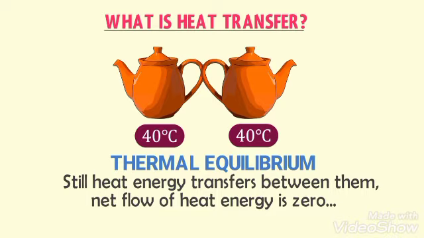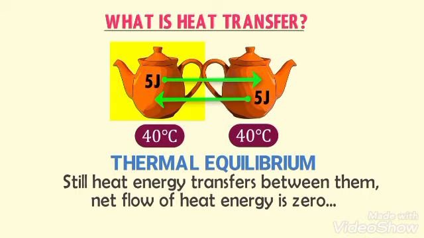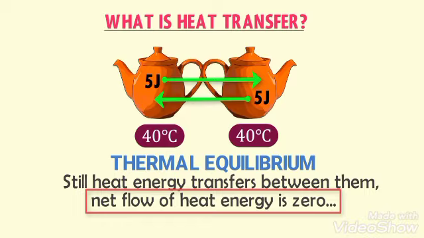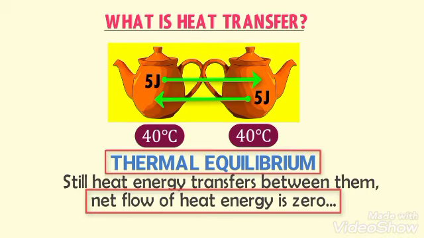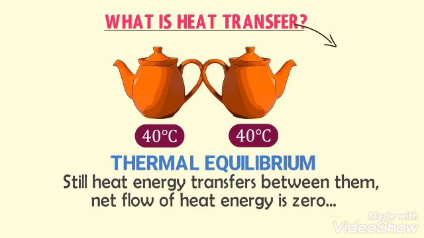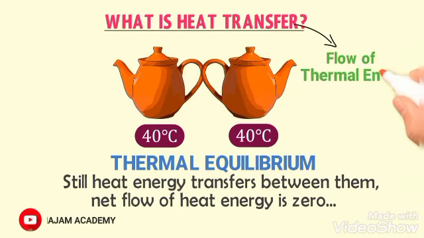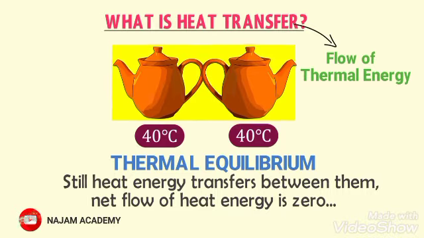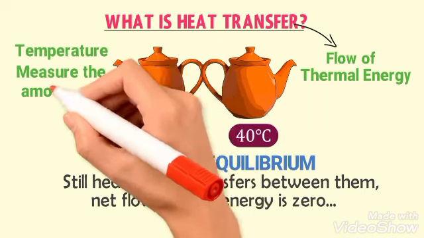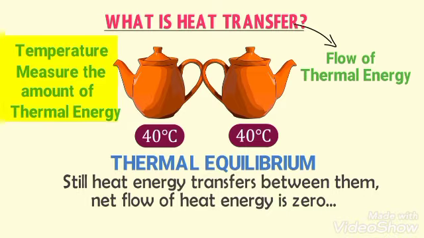For instance, if 5 joules of heat energy or thermal energy flow from this object to this object, then 5 joules of heat energy flow from this object to this object. Thus, the net flow of heat or thermal energy is zero, and both objects are in thermal equilibrium. Therefore, remember that heat transfer is the flow of thermal or heat energy between two objects, while temperature only measures the amount of heat energy possessed by an object.